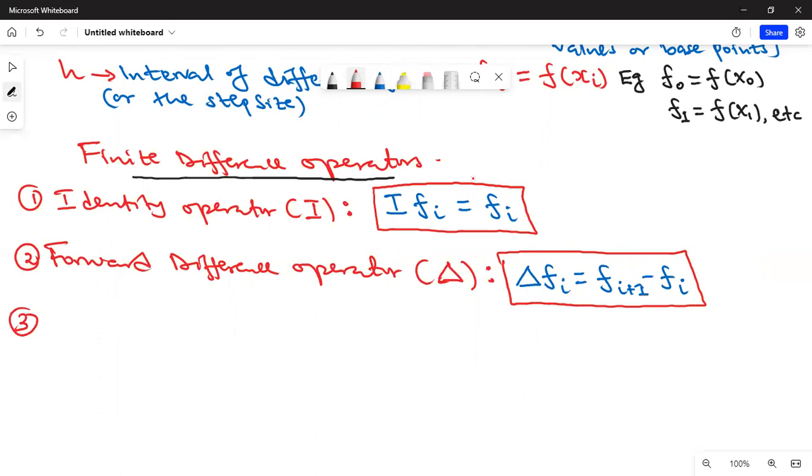Another operator is the backward difference operator.